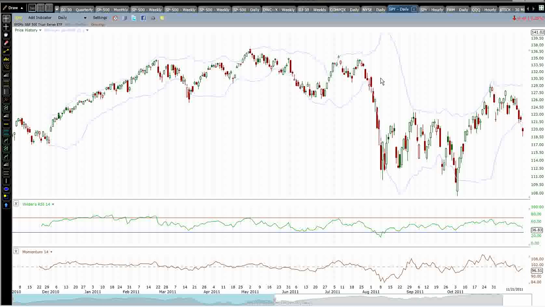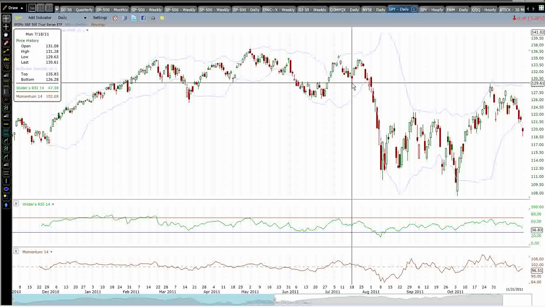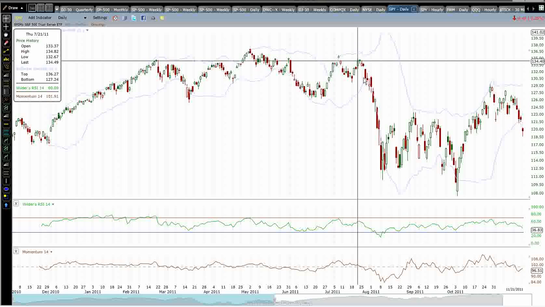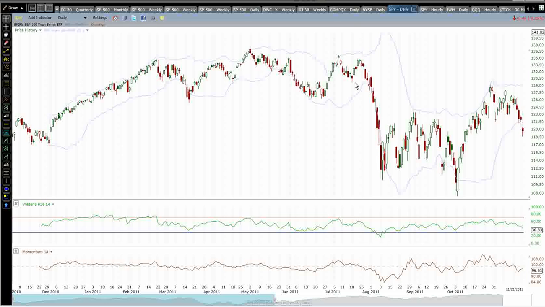And then we saw a similar price action with the bands here in July, where we had this rally and we had a support level here. And then what we saw is the market gap down here below that support level, and the bands expanded when it did that.